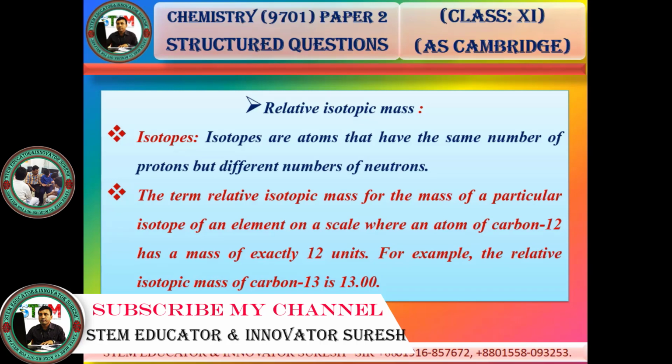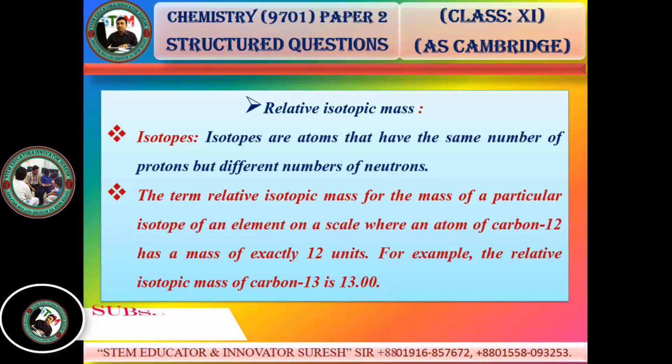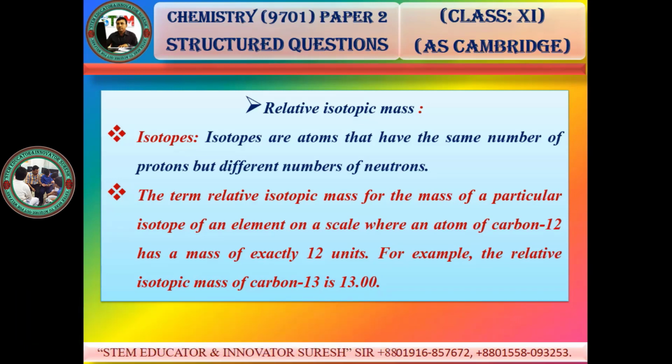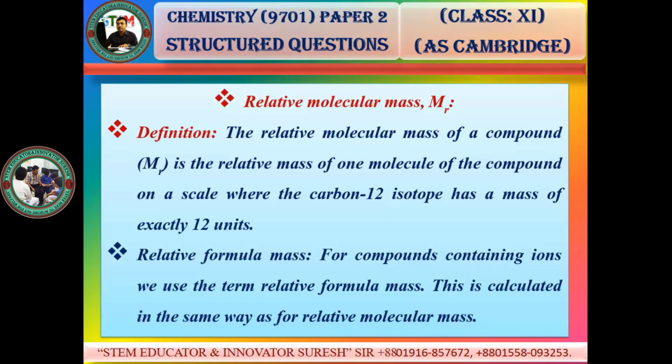Okay. The term relative isotopic mass is for the mass of a particular isotope of an element on a scale where an atom of carbon-12 has a mass of exactly 12 units. For example, the relative isotopic mass of carbon-13 is 13.00.